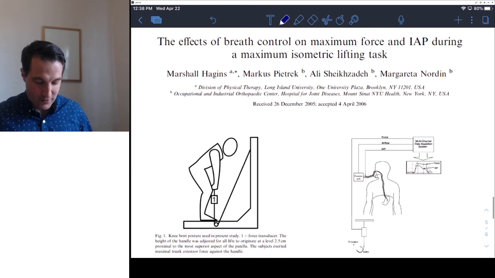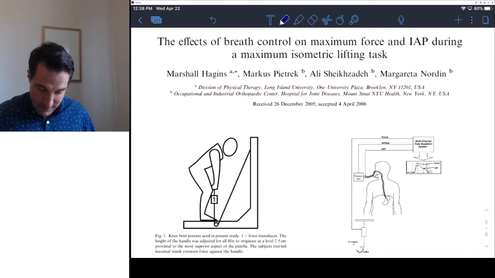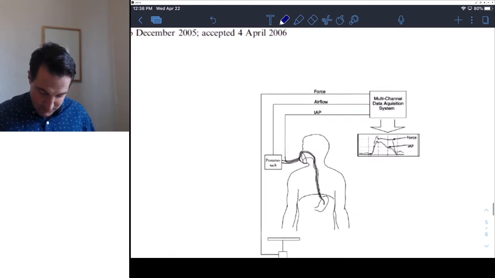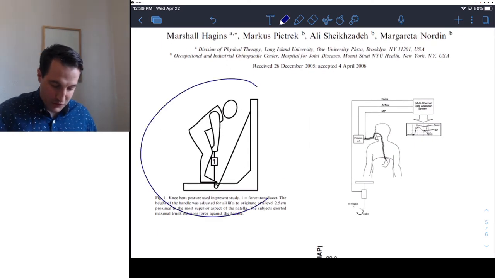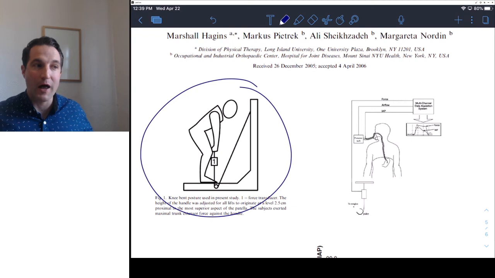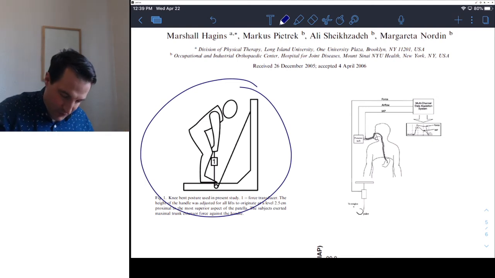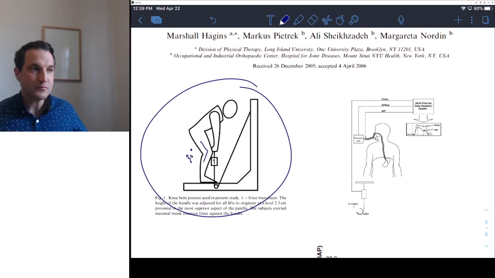So this group right here, Hagens, Petrick, Sheikhzadeh, and Norden did a really cool study where, if we look at this picture, they were able to measure, first of all, the amount of force a person exerted. So this wasn't a squat. What they had the person do is kind of bend down to about 30 degrees in the knees where they were able to create the most force. If you think about that, if you're doing a quarter squat, you can lift a lot more than if you're doing a full squat. So we know right when those knees are about 30 degrees there, we can produce a heck of a lot of force, okay? So we wanted these people in a good position.